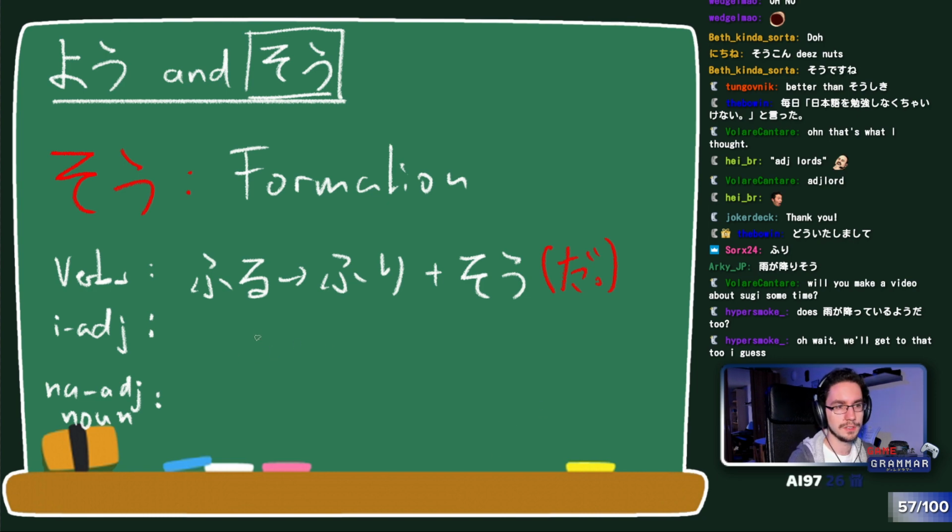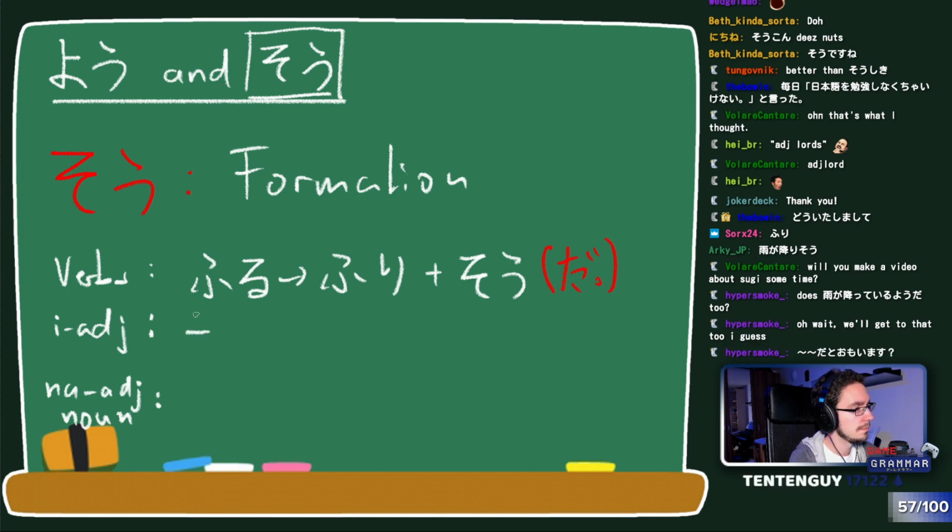Let's do an e adjective, okay? A common e adjective that you'll see is omoshiroi. So let's do that one. Also, look at me doing mo properly, right? I've been told multiple times that my mo is wrong, so I'm doing it proper now. Omoshiroi.